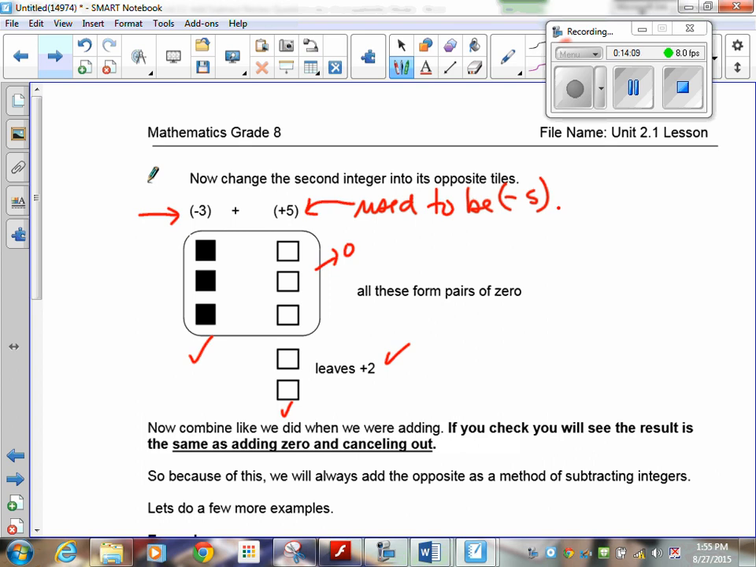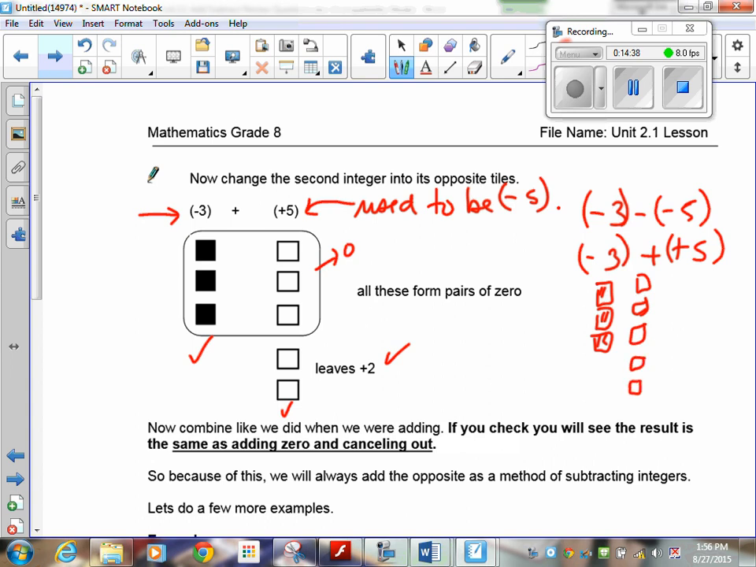Adding integers is easier than subtracting them. But you have to remember to add the opposite. So in a question like this, you're going to get the question negative 3 minus negative 5. The first thing you're going to do is go negative 3 plus positive 5. Don't change the first one, all right? Now, once you have that, you draw the 3, and you draw the 5. These go away. Answer, positive 2. That is a lot easier than sticking a whole bunch of zeros in. It's the same answer.